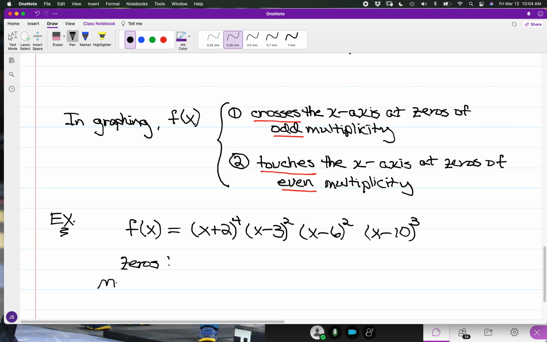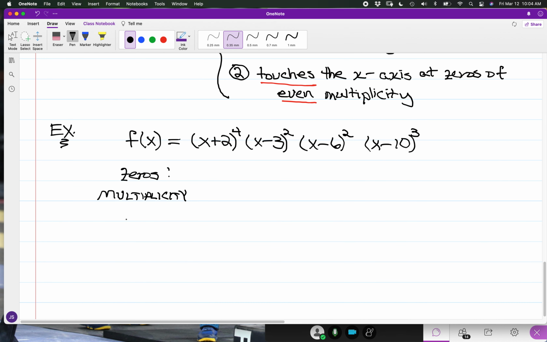Okay, so if I were to identify the zeros, and the multiplicity, and whether it's going to cross or touch the x-axis, and I tell you what, I think what I'm going to do here is to do a little bit of color coding.